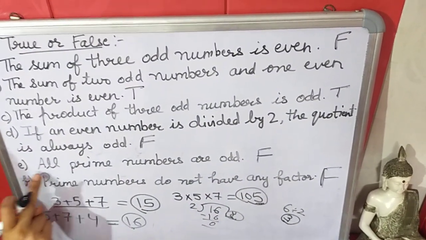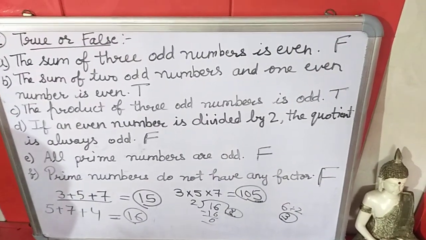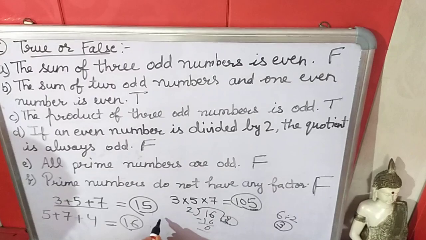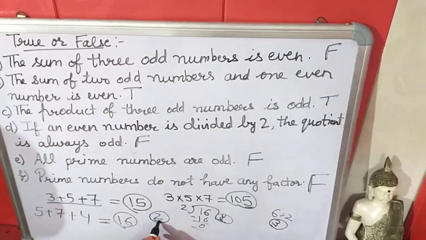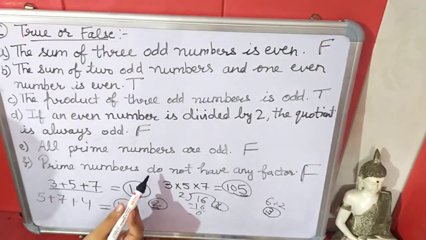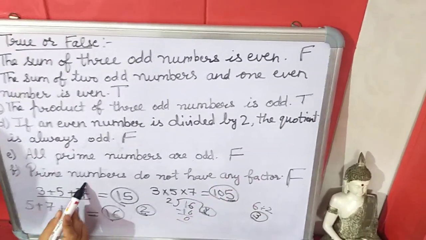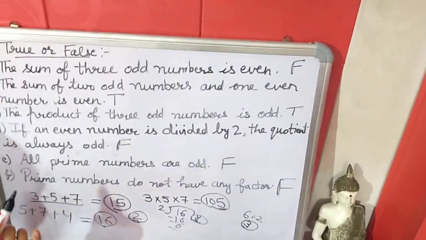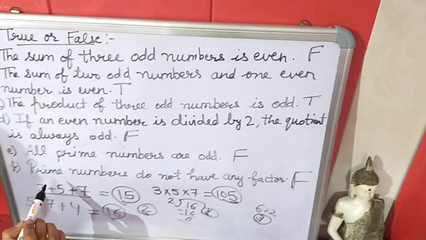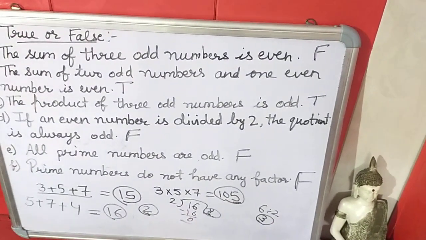Now next, all prime numbers are odd. It is false. All prime numbers are odd? No, because 2 is also a prime number and 2 is not odd. So it is false. Prime numbers do not have any factor? It is also false. Prime numbers have two factors, 1 and the number itself. So this statement is false. Prime numbers have two factors.